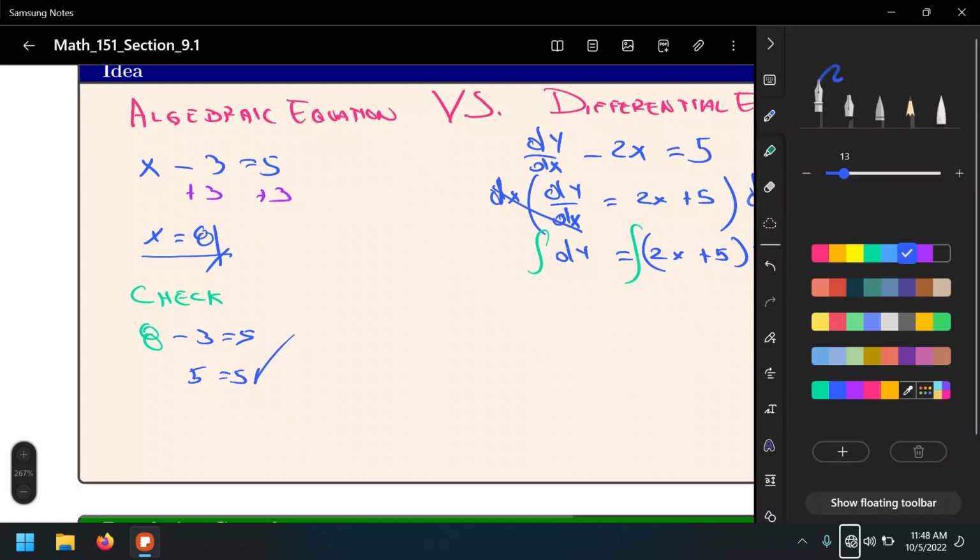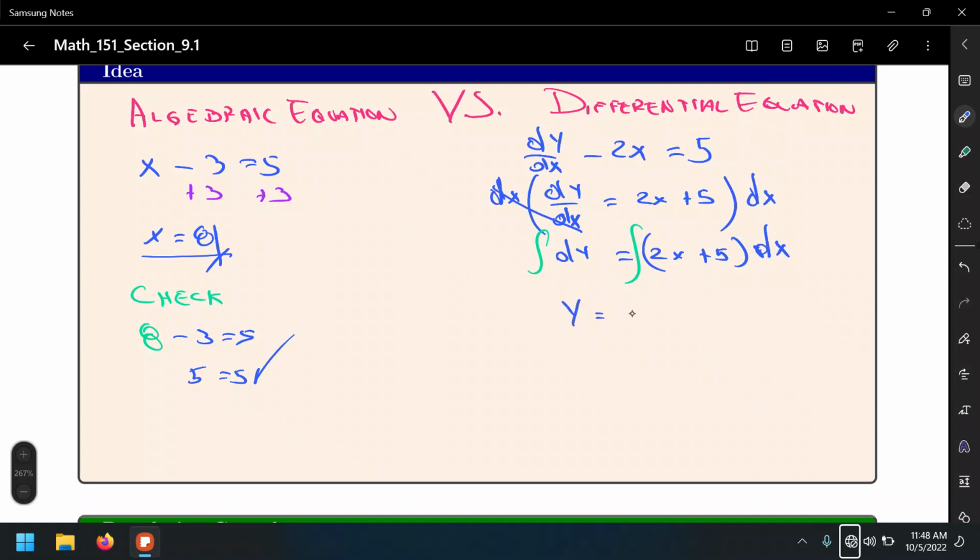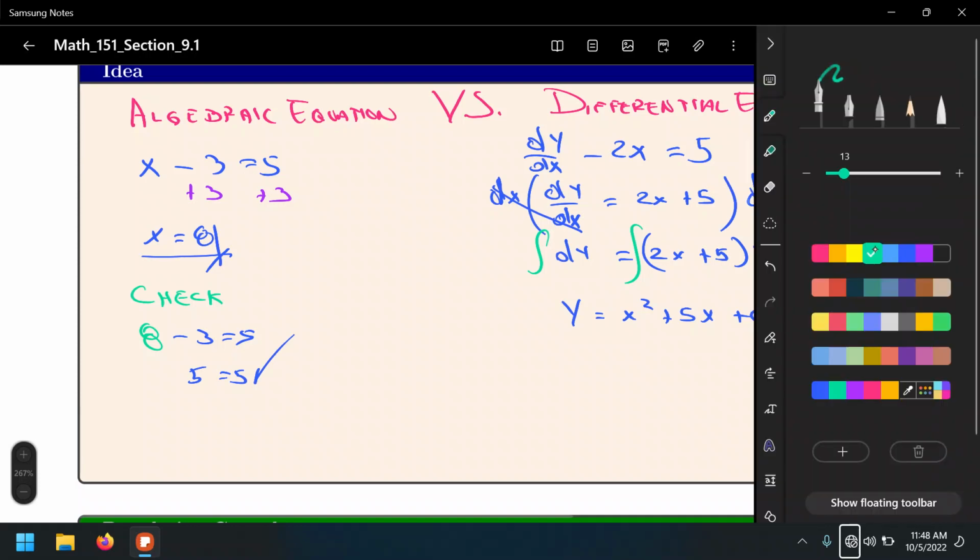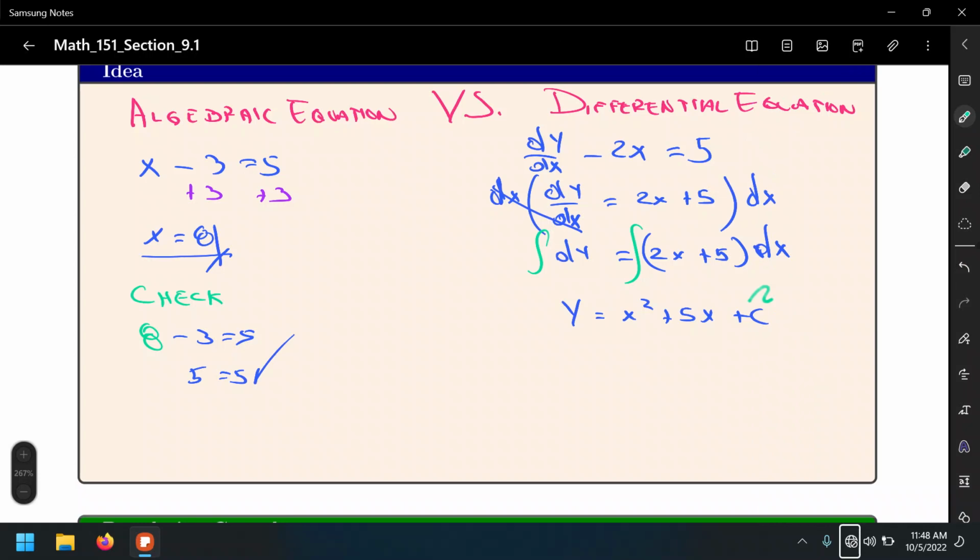That's going to give us y equals x squared plus 5x plus some constant of integration. And this is our general solution. The reason we call it a general solution is because this c can be infinitely many values depending on the initial condition. So let's check.